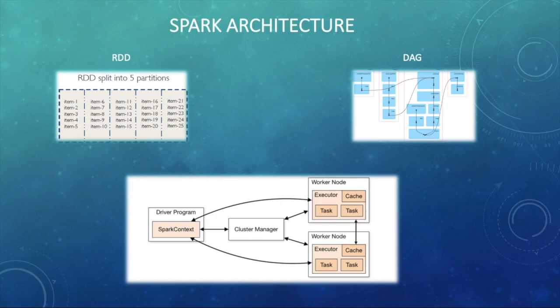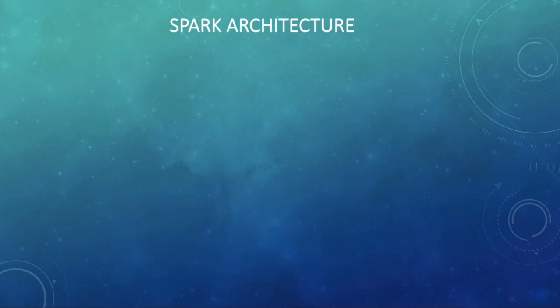Now this Spark context works with the cluster manager to manage various jobs. The driver program and Spark context take care of the job execution within the cluster. A job is split into multiple tasks which are distributed over the worker nodes. So let's understand this with an illustration of how things must be happening inside the Spark cluster.